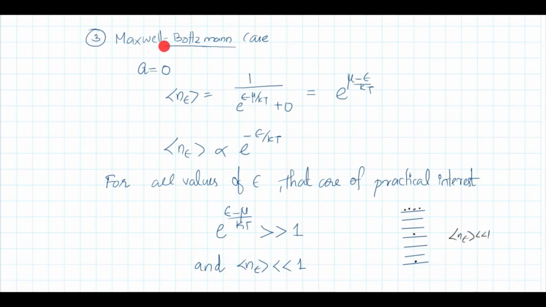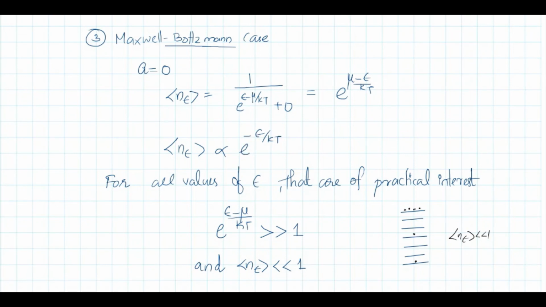Now consider the Maxwell-Boltzmann case, that is, A equal to 0. Then the occupation number becomes 1 by e raised to epsilon minus mu by kT plus 0. This I can write as e raised to mu minus epsilon by kT. So I can write the occupation number as proportional to e raised to minus epsilon by kT.